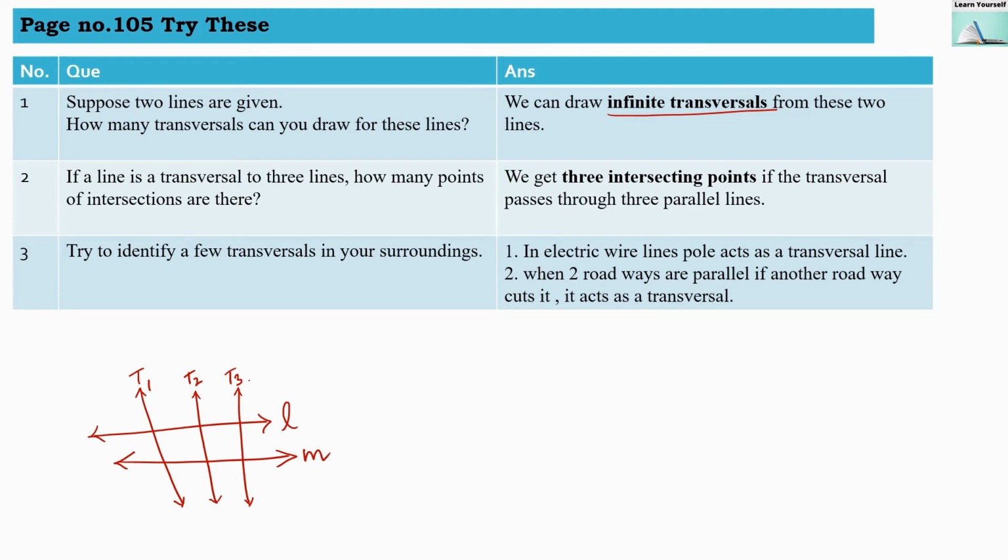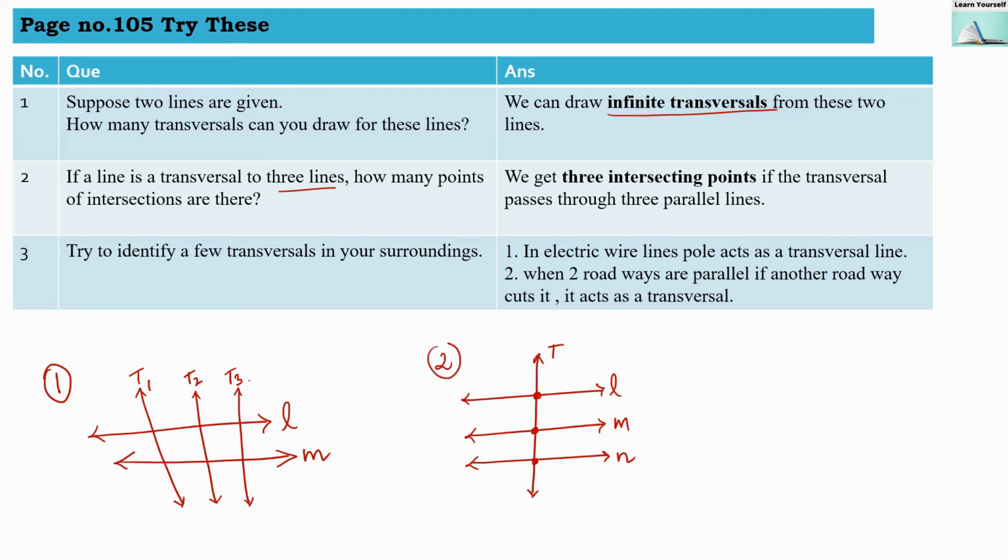Second question. If a line is a transversal to three lines, how many points of intersection are there? If there are three lines, then 3 points of intersection will be there. So these are my three lines and T is the transversal. Here you can see that there are three different points where this transversal T is intersecting all these three lines.